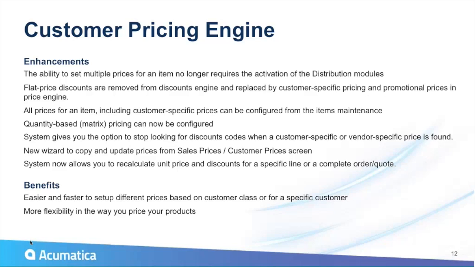Another feature that we added is the ability to do quantity-based pricing, or what is also called matrix pricing. Let's say you have a different price if you buy 3 units, another price if you buy 5 units. This is something that you can configure with this new system. Another nice feature that we added is a new wizard, which allows you to quickly create a different price list, either for a group of customers or a specific customer. This one I will show you as well in just a minute.